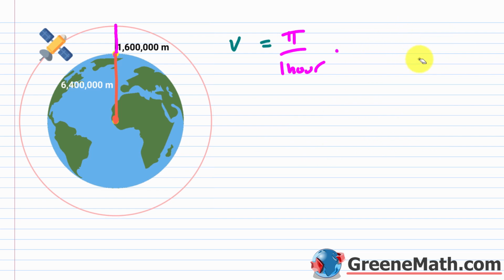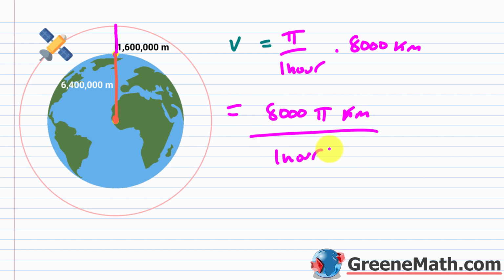Let me get rid of this and I'll say 8,000. So 8,000 kilometers. And essentially what you end up with is 8,000 pi kilometers per hour. Okay, so that's what it is.